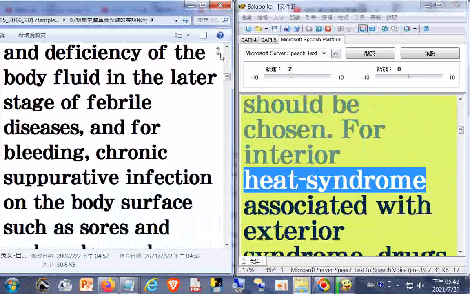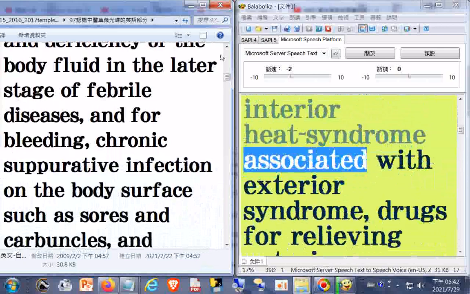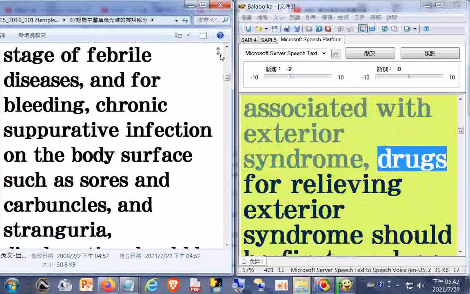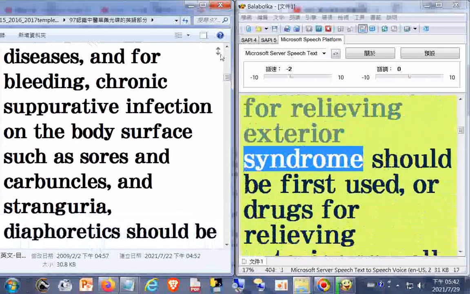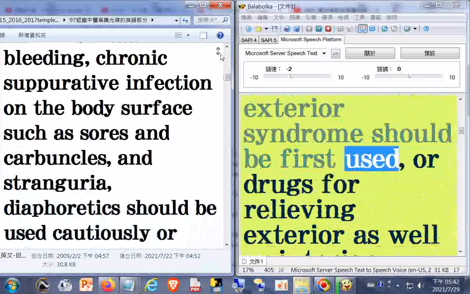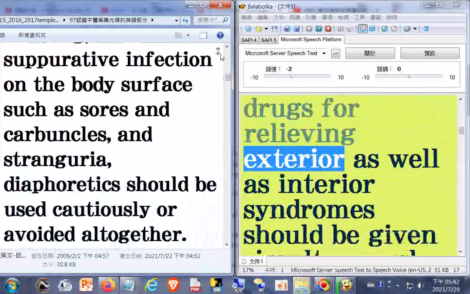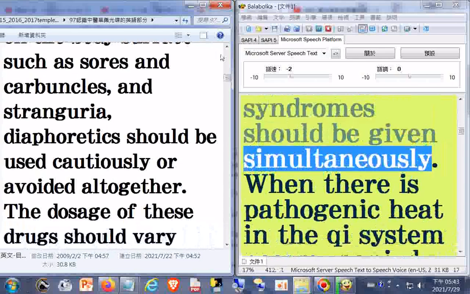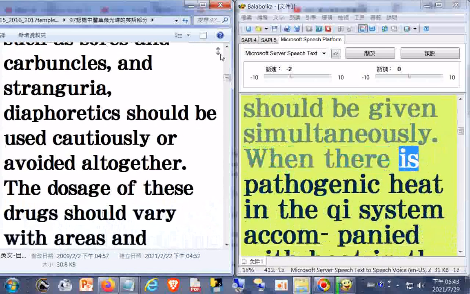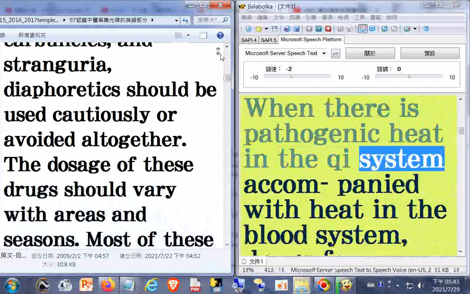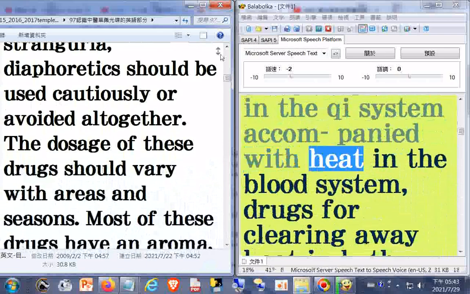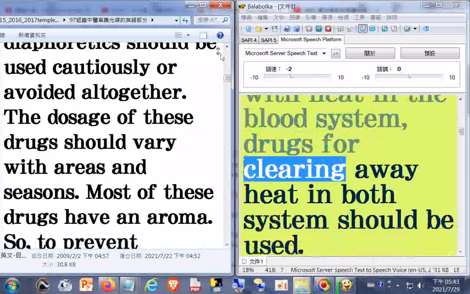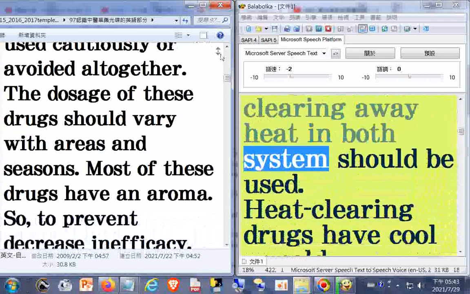For interior heat syndrome associated with exterior syndrome, drugs for relieving exterior syndrome should be first used, or drugs for relieving exterior as well as interior syndromes should be given simultaneously. When there is pathogenic heat in the qi system complicated with heat in the blood system, drugs for clearing away heat in both systems should be used.